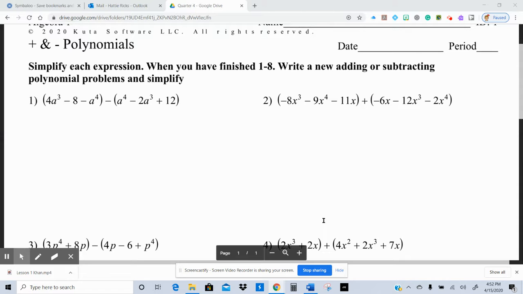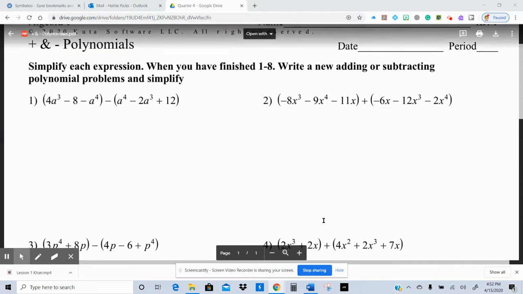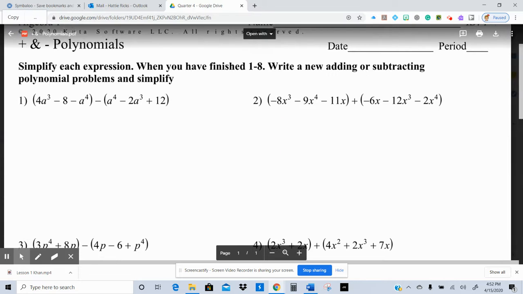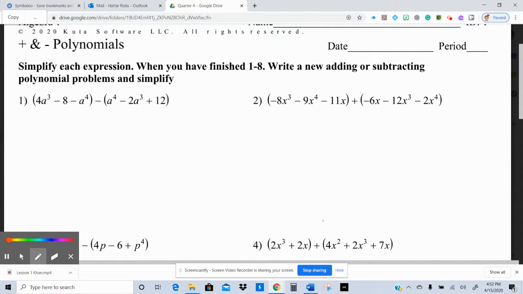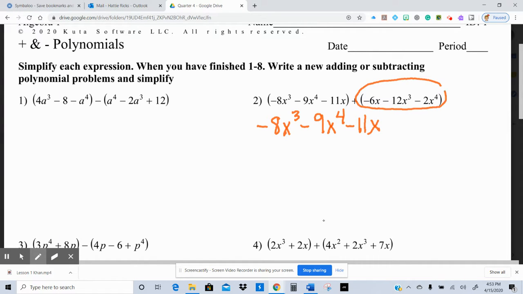I'm going to go ahead and write down the first expression. So I'm going to get a pen first. And we're going to write negative 8x to the third minus 9x to the fourth minus 11x. And then I'm going to add this one, but I'm going to line up the terms, the like terms. So negative 6x would go with 11x because they both are just plain x.